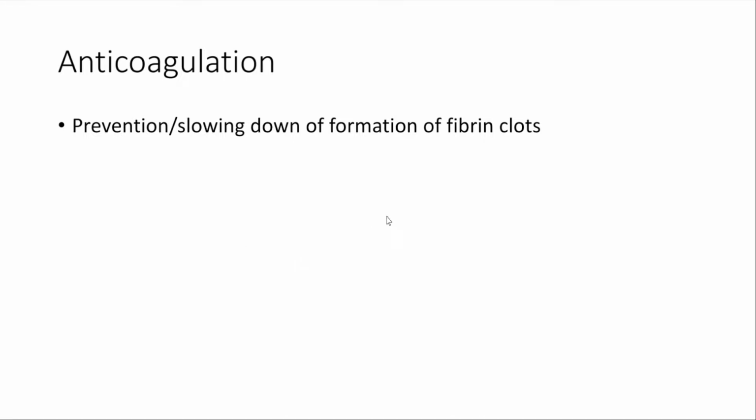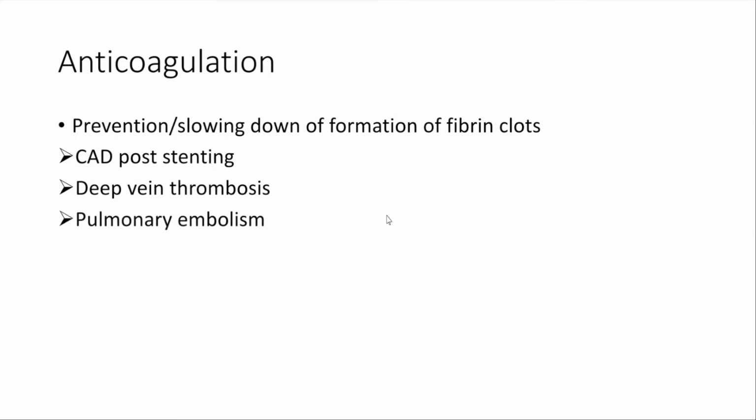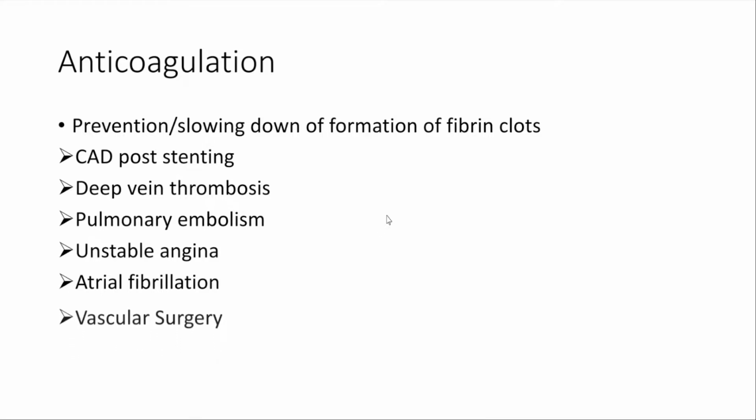Some common ones which are handy to remember are coronary artery disease post-stenting, a history of deep vein thrombosis, either the first event or recurrent events, pulmonary embolism, unstable angina, and atrial fibrillation, where your heart is prone to throw clots into your bloodstream. If you have had any kind of vascular surgery, any endovascular procedures or open bypasses, or if you have a prosthetic heart valve, you need to be on anticoagulation. So these are the common indications we look at.